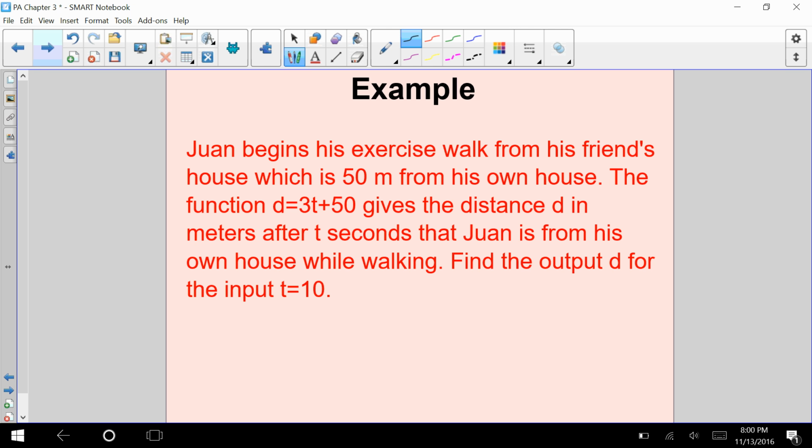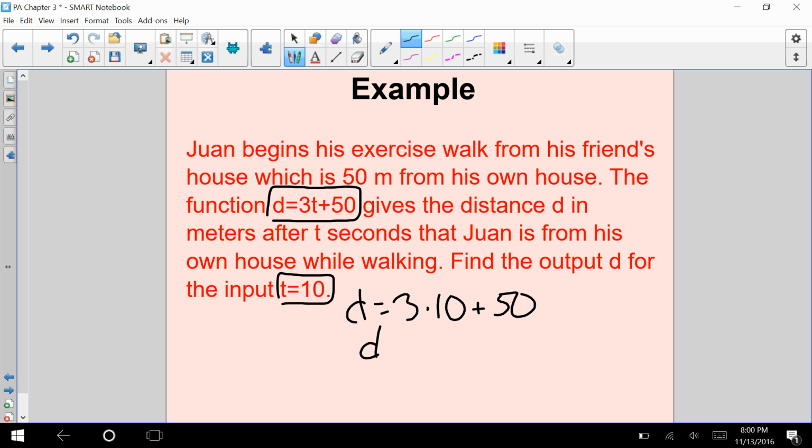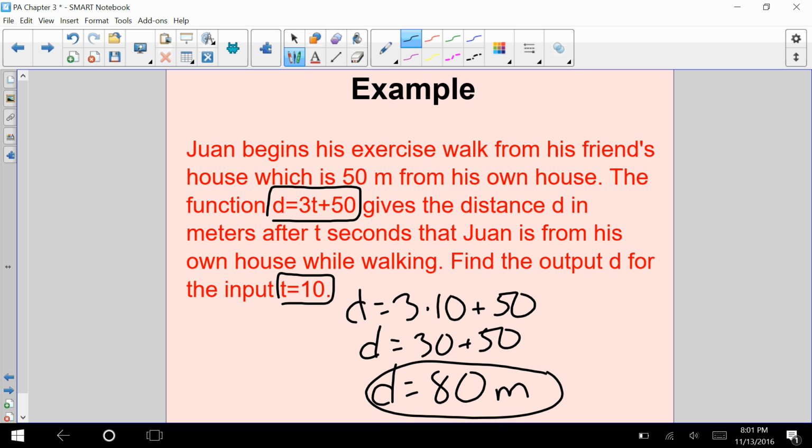Let's try this example. Juan begins his exercise walk from his friend's house, which is 50 meters from his own house. The function d equals 3t plus 50 gives the distance d in meters after t seconds that Juan is from his own house while walking. Find the output d for the input t equals 10. This gives us our function rule, d equals 3t plus 50. It also gives us an input. So let's find our output. To find our output, we're going to plug in t equals 10 to our function rule. Well, 3 times 10 is 30, plus 50 means d equals 80 meters is our output.